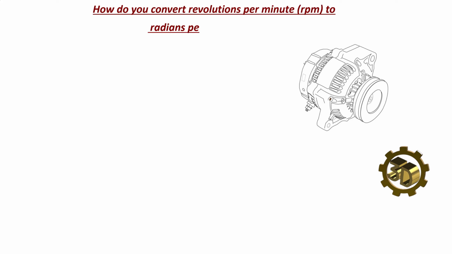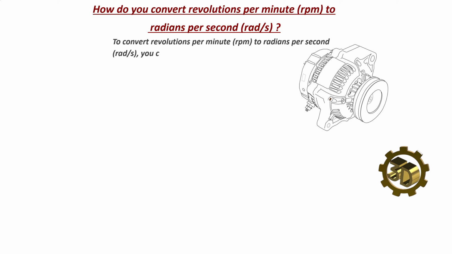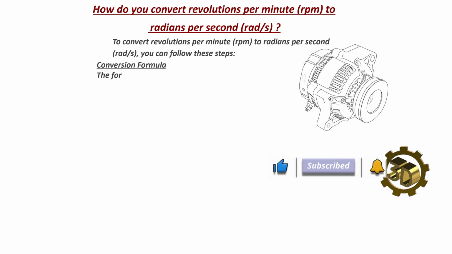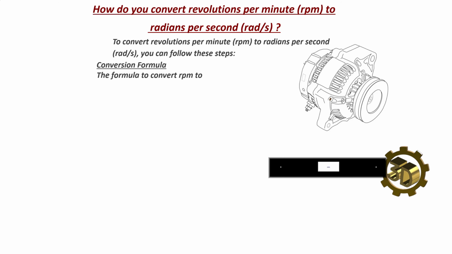How do you convert revolutions per minute (RPM) to radians per second? To convert revolutions per minute to radians per second, you can follow these steps. The formula to convert RPM to radians per second is: radians per second equals RPM times 2 pi divided by 60.